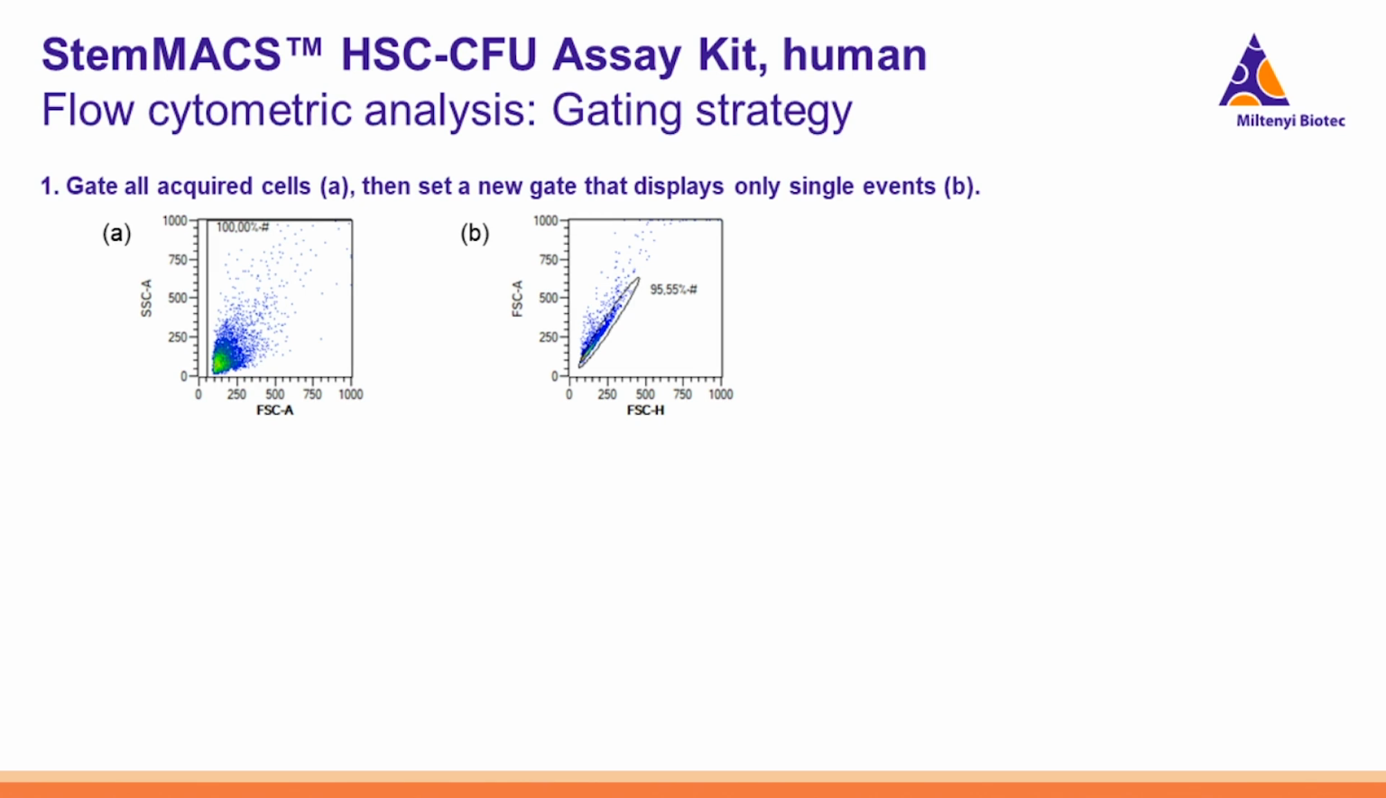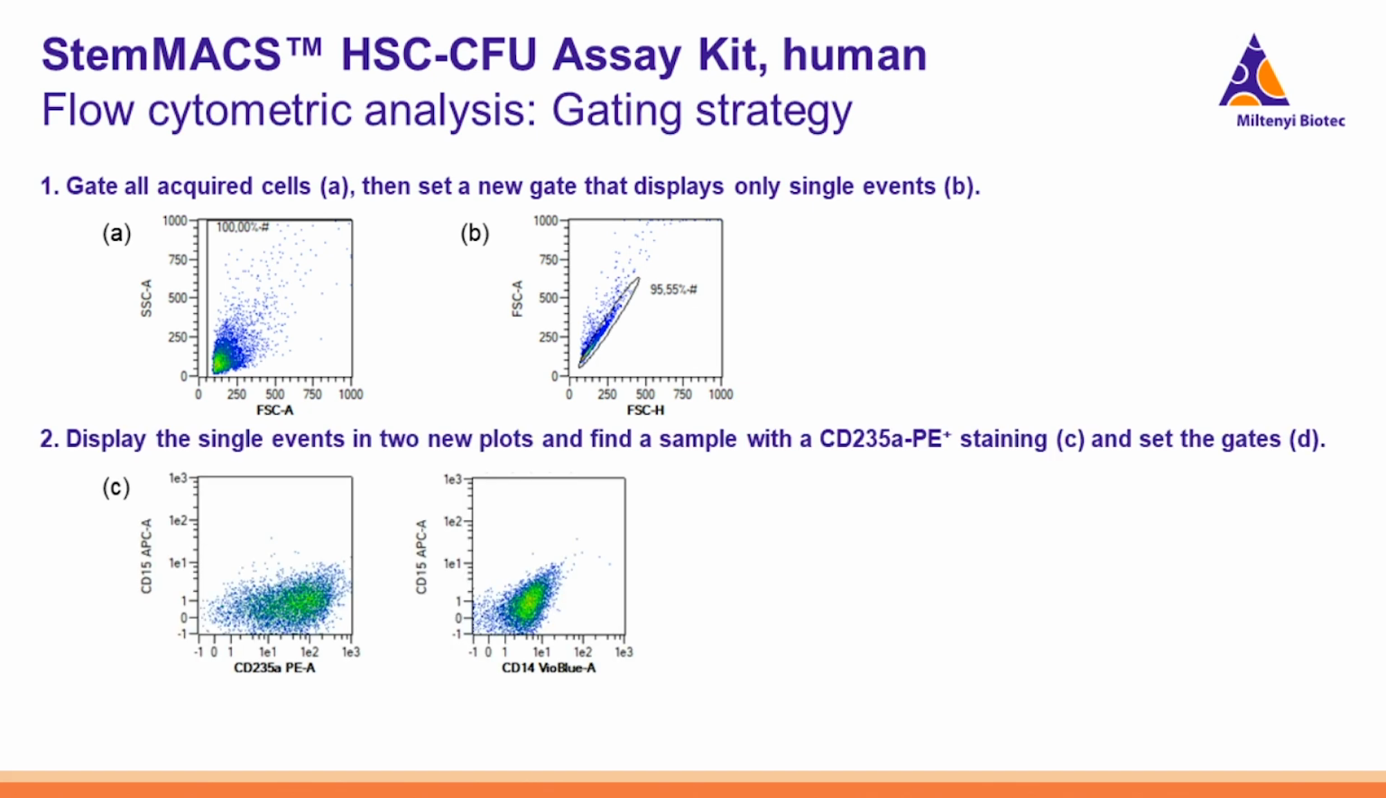First, all acquired cells need to be gated, as shown here in A. For that, use a forward scatter versus side scatter plot to set a gate that excludes debris and includes all cells. Then, open the events of this gate on a new plot, as shown here in B, and set a new gate that displays only single events.